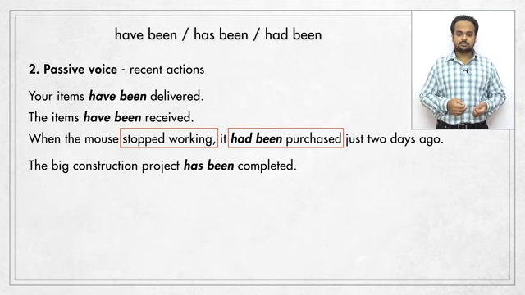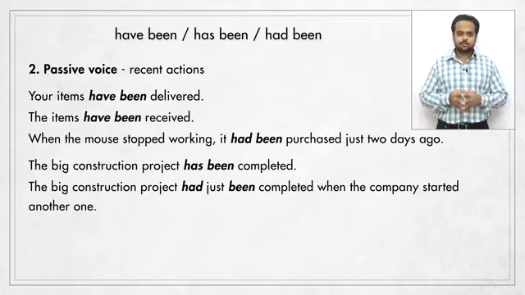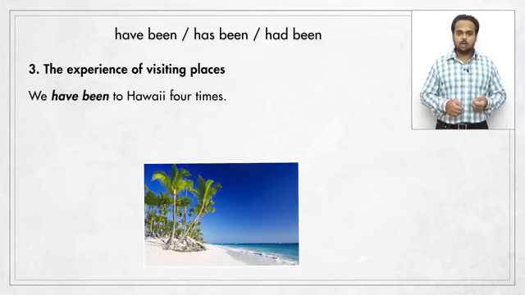For the second sentence, we can say the construction project had just been completed when the company started another one. All right, this is the second use of have been, has been, and had been. So let's turn to the third and final use. Thankfully, this is the easiest, and it is to talk about the experience of visiting places. For example, we've been to Hawaii 4 times.